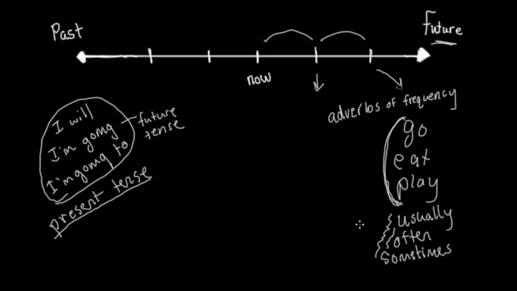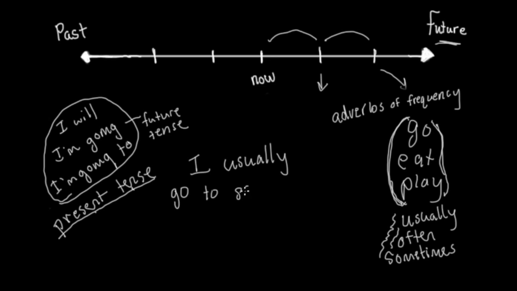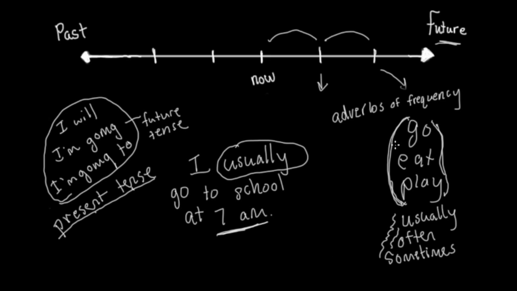Adverbs of frequency. Now, we use the simple present tense in this way. I, and then we use our adverb of frequency, usually, go to school, let's say at 7 a.m., the time. Now, that is not happening now. That happens usually. But we use the simple present tense here to talk about it.